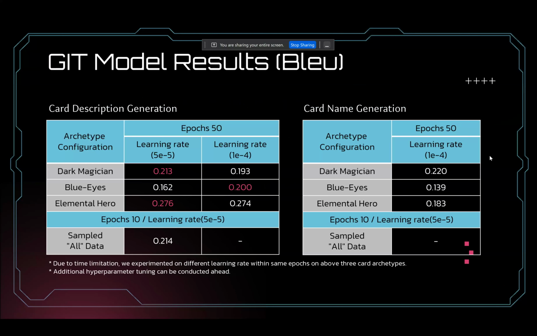So we utilized Microsoft's GIT-based model, which had already been trained on over 6 million pairs of images and text. We adjusted hyperparameters such as epochs and learning rate during our experiments. Furthermore, we conducted these experiments on specific archetypes as well as on the entire dataset. The predictions made by our GIT model on card descriptions were promising.